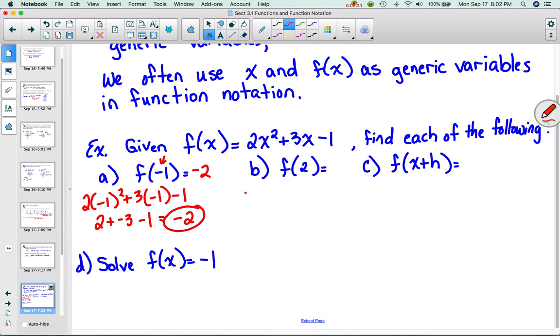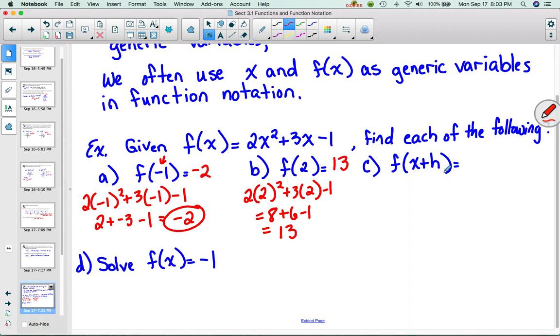f of 2, we're going to substitute in a 2. So we get 4 times 2 is 8, plus 6 minus 1, or 13. So remember what that means. The domain value is 2, so this input, if I input a 2, the corresponding output would be a 13.